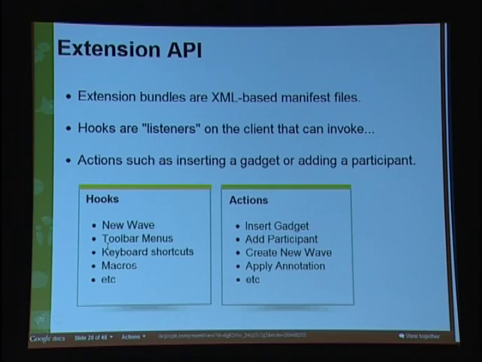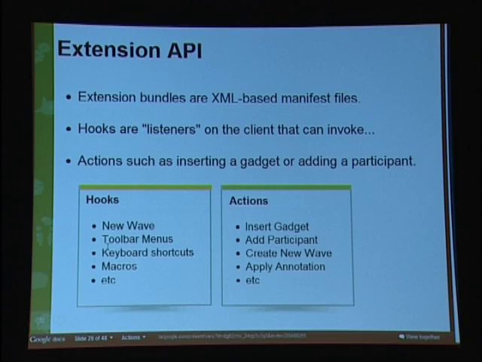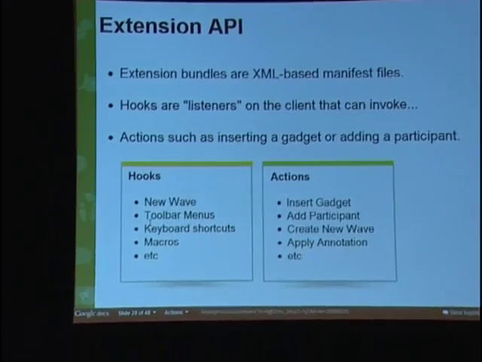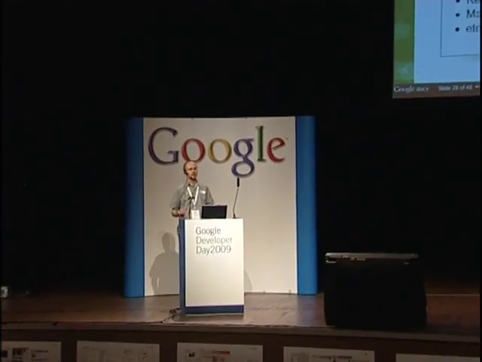And currently we're also working on regular expression hooking. So if the system sees a particular regular expression pattern in the wave, it can also enable an extension. So hooks basically enable extension installer to do something, and actions can include insert a gadget, add a participant, and participant can be either a person or a robot. It can create a new wave, and it can apply annotations. So annotations examples are colored text, for example. And the interesting part is that the extension installer can just do highlights without doing anything else.